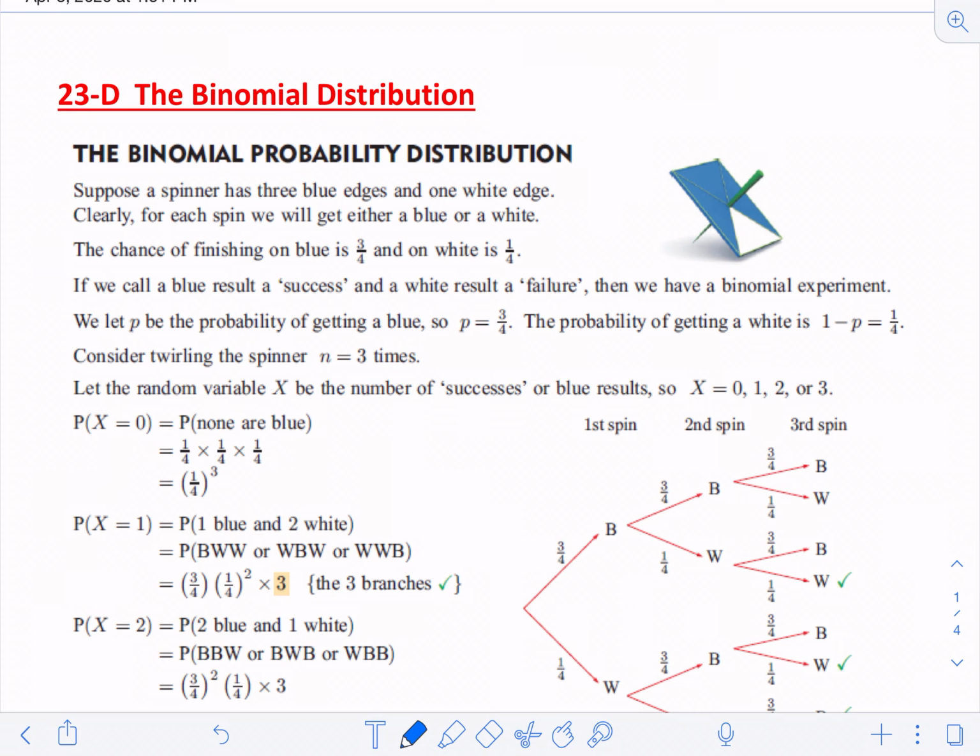And that's kind of what we have with a binomial experiment. There's really just 2 results, either a success or a failure. So we're not going to talk about multiple different outcomes other than a success and failure.